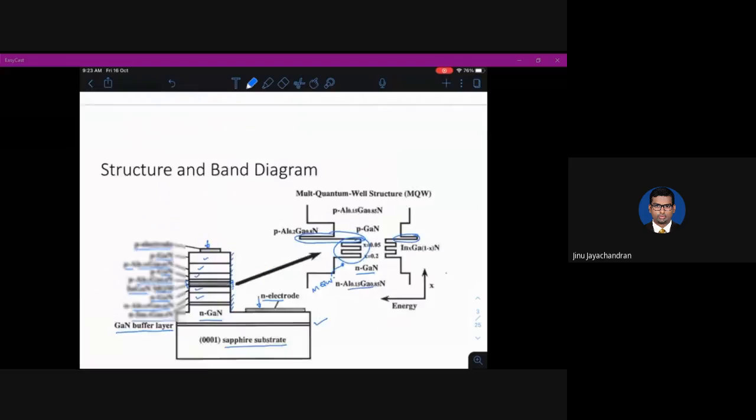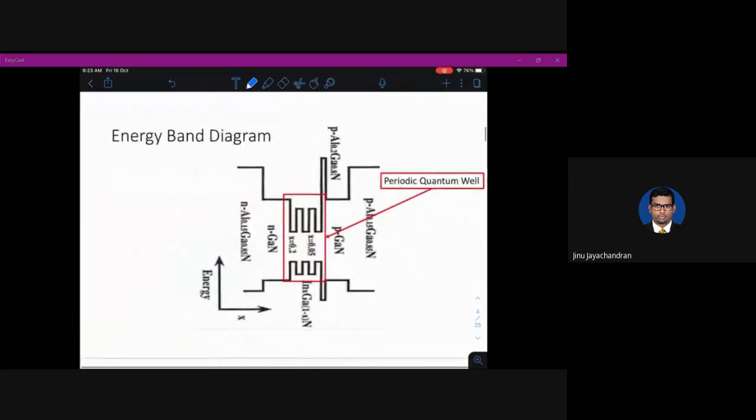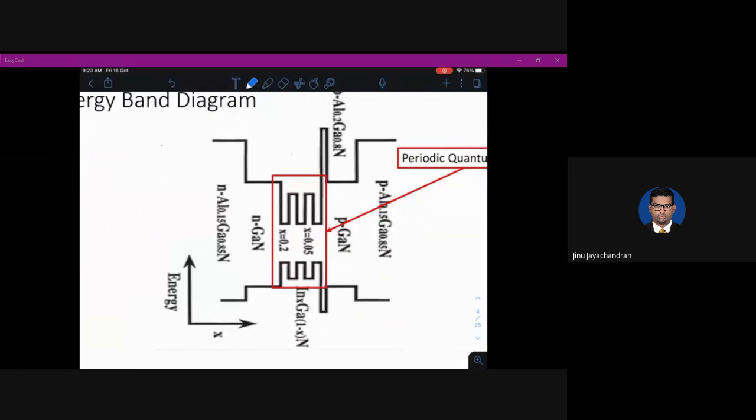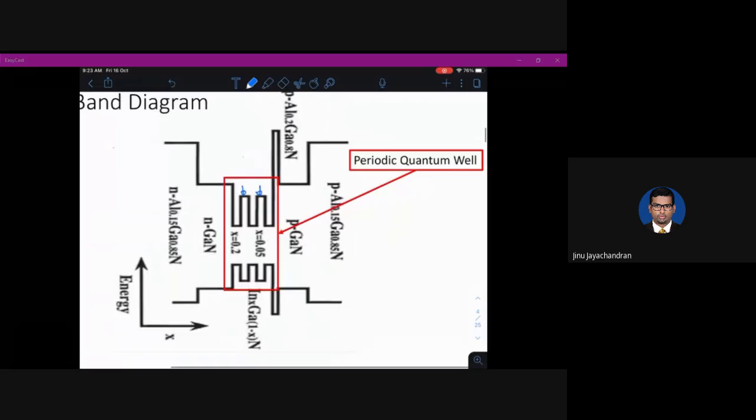Right. So this is the tilted structure. This is the normal structure that we draw in our classes. So you see that there are periodic quantum wells here. Periodic quantum well means it is repeating at regular intervals with the same width quantum well. And we see that only two are shown, but there are actually 26 of them.